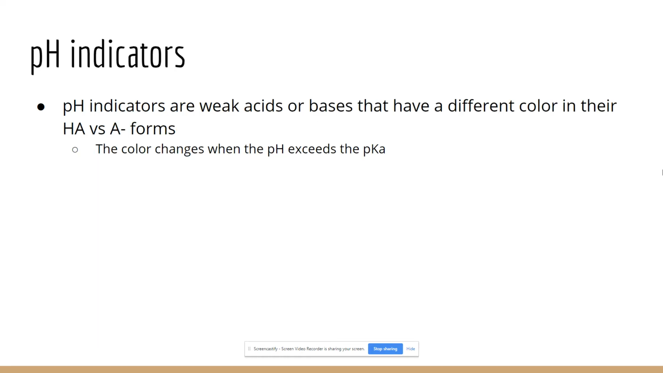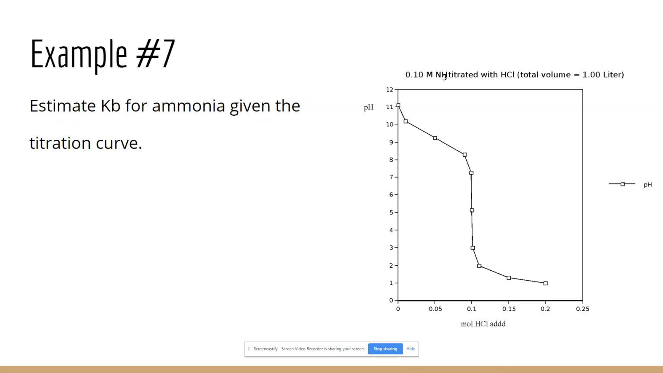Pause here. Right, so we've worked with pH indicators before, phenolphthalein and thymolphthalein. These are just weak acids or weak bases that have a different color when they're in their HA versus their A- form. And this color change is going to happen when the pH exceeds the pKa. So with phenolphthalein and thymolphthalein, the pKa is right around 7, which is why we can use them for experiments with acids and bases.